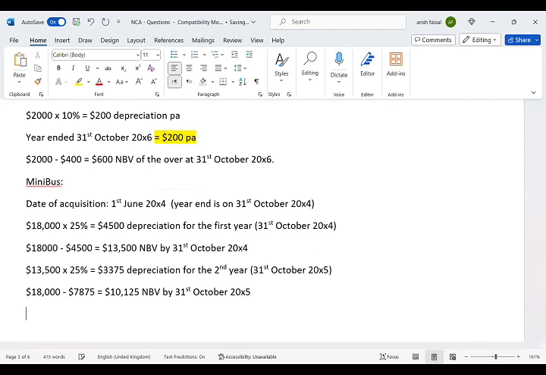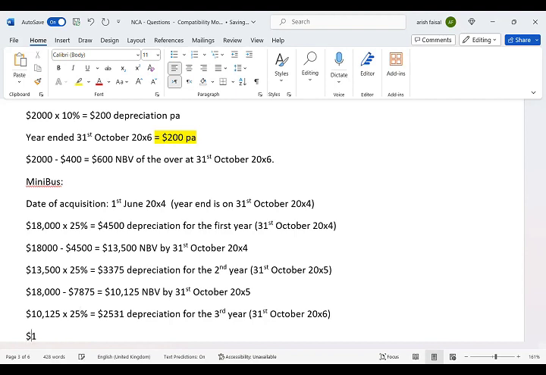Now because I have to find out the depreciation charge for the year ended 31st October 2016, I'm going to get the carrying value, which is 10,125, and then multiply it by 25 percent. So 10,125 times 25 percent, you get 2,531. That is the depreciation for the third year, which is exactly what the question is asking from you, and that's going to be for 31st October 2016.